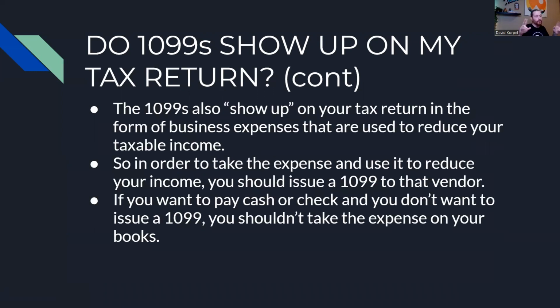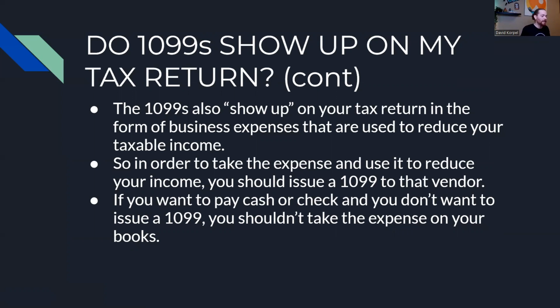And the 1099s kind of also show up, quote unquote, on your tax return in the form of business expenses, because again, we're reducing the business profit that you have by taking those vendor expenses against it. So in order to take the expense and use it to reduce your income, you need a receipt. So you should issue a 1099 to that vendor.